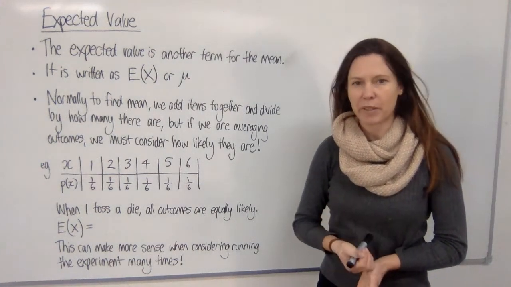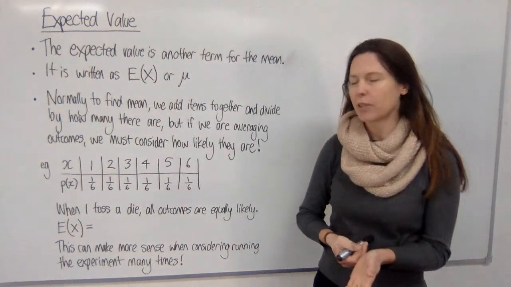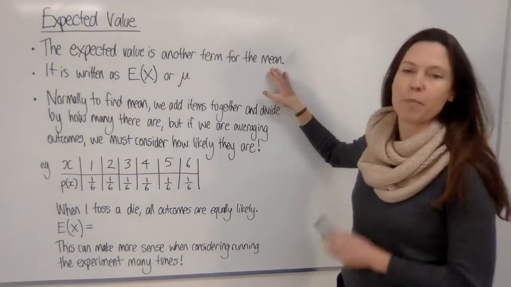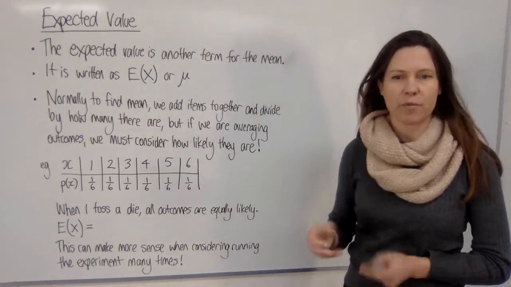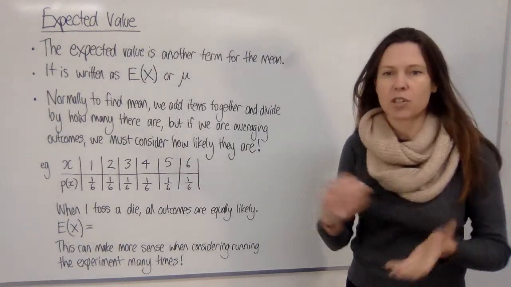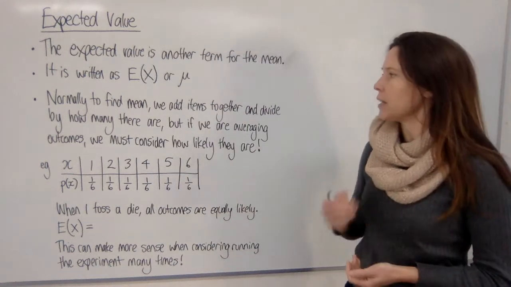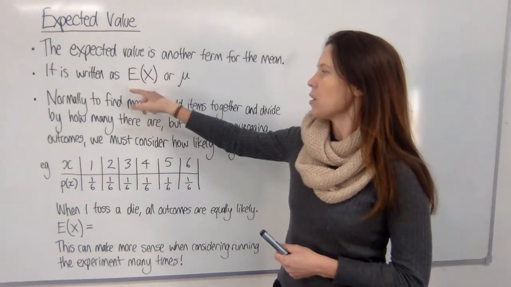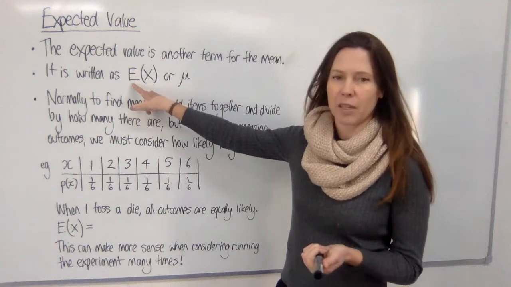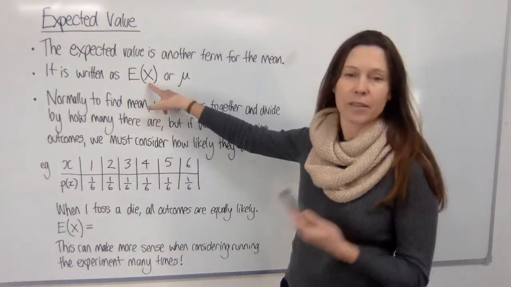When you're working with probability distributions, the expected value is just another name for the mean, which again is just another name for the average. So it's the average of what you think might happen. Now, it's got a couple of different notations. We write E, expected value of X.